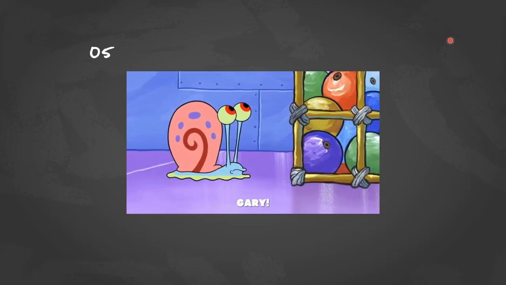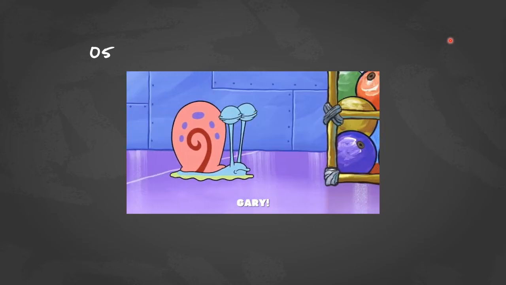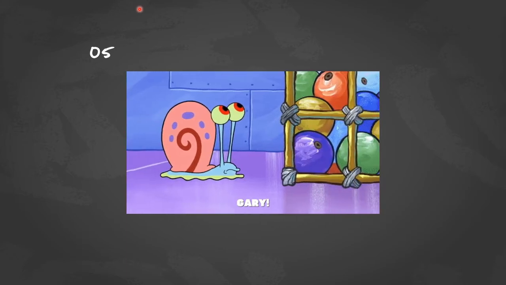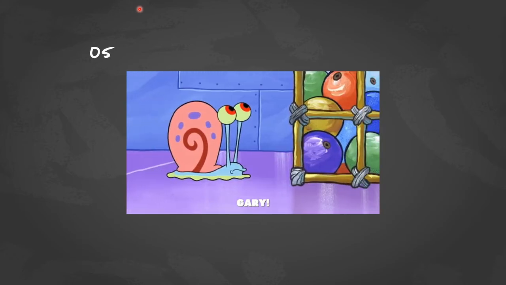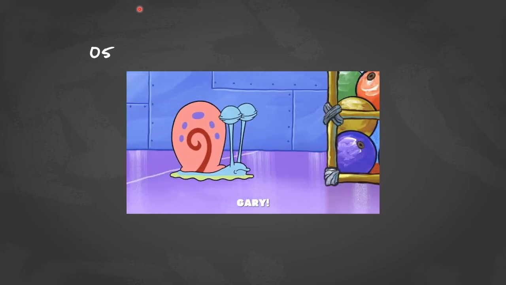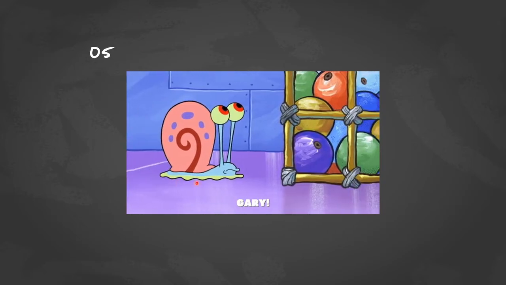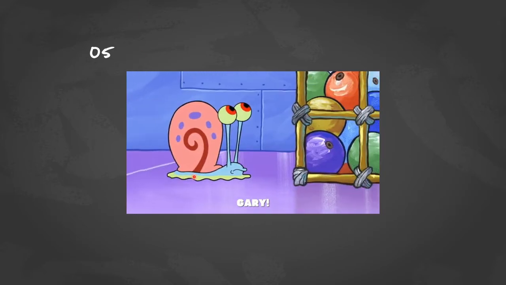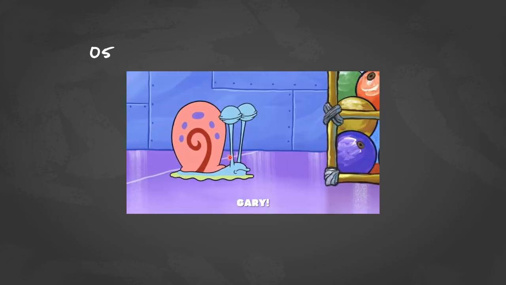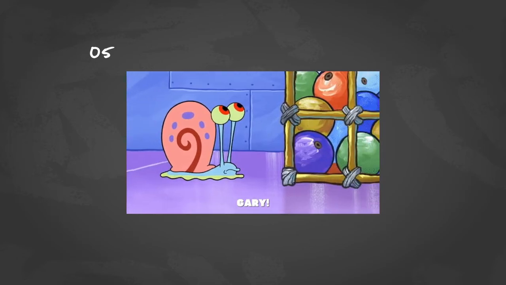Alright, the popular Gary the snail. What group does he belong to? So Gary actually belongs to the mollusks because he's a snail. And we know that the mollusks have soft, moist, unsegmented bodies. They have a head, a muscular foot, and they also have a hump. Many have shells, right? So Gary is actually a mollusk.